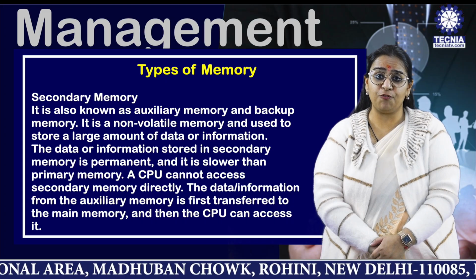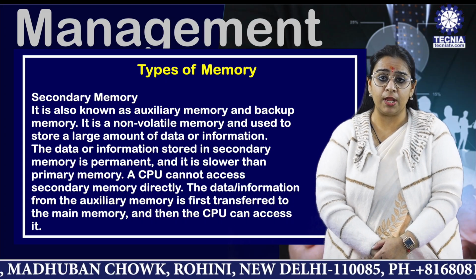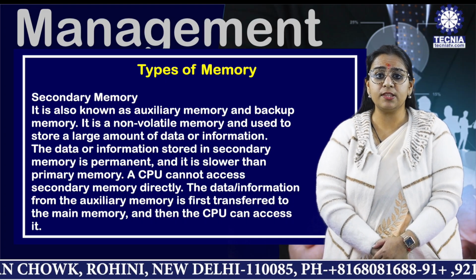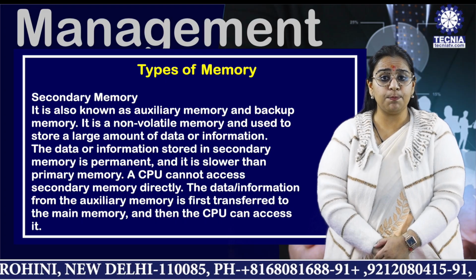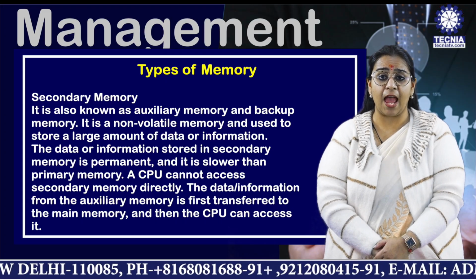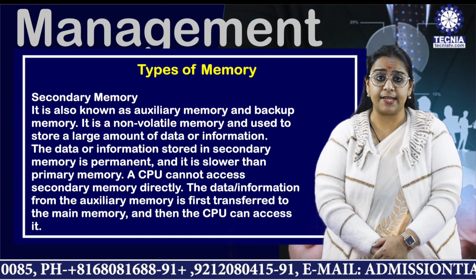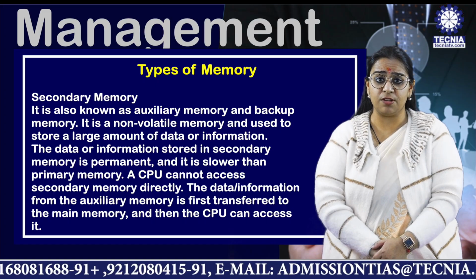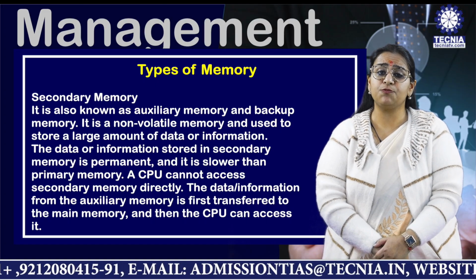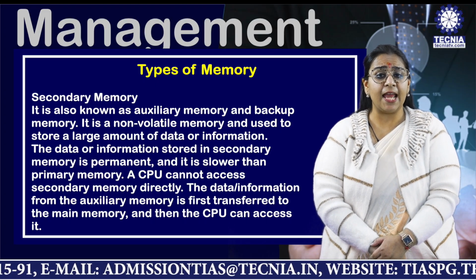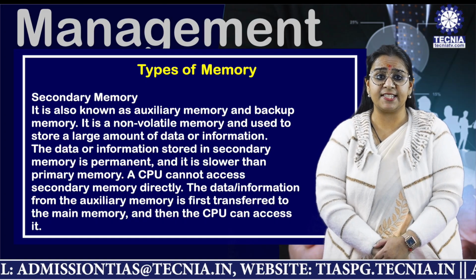The data and information stored in secondary memory is permanent. It is slower than a primary memory. A CPU cannot access the data from the secondary memory directly. The data and the information from the auxiliary memory is first transferred to the main memory and then to the CPU, which can access it.